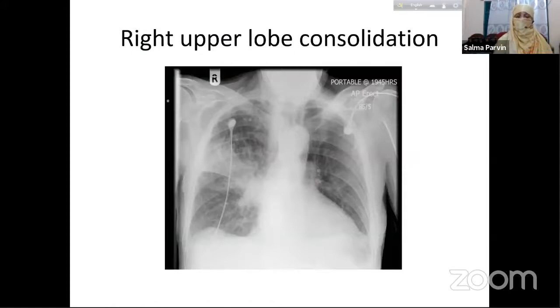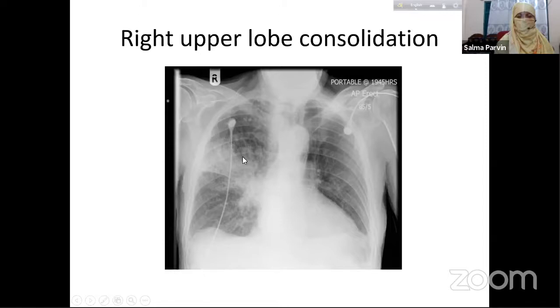And now we will go for what is seen in the lung fields when it is not normal, when it is abnormal. We can see this chest X-ray here, of a diseased patient. Consolidation is seen here, the replacement of the alveolar air.